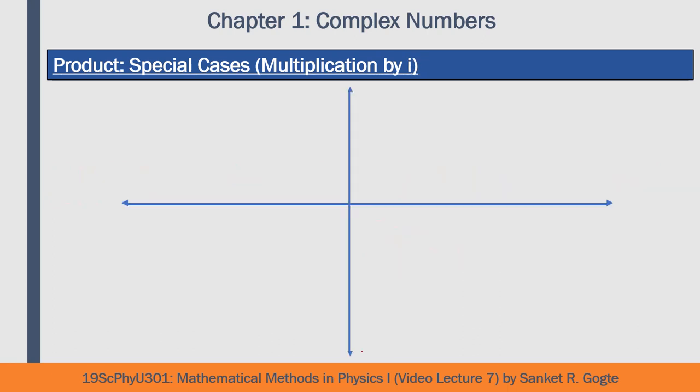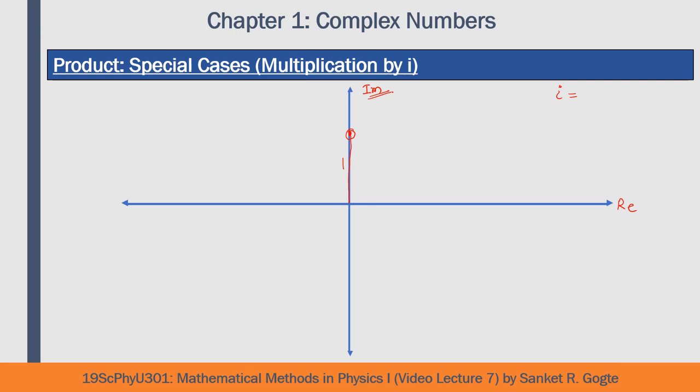Let's now consider one more special case where we multiply the complex number z by i. I am trying to write i in exponential form now. Let's first plot this in the Argand plane. This is the real axis. This is the imaginary axis. The complex number i is going to be here, where this length is equal to 1. For i, the real part is 0 and its imaginary part is equal to 1, and therefore that number is going to lie on the imaginary axis. So this is i.